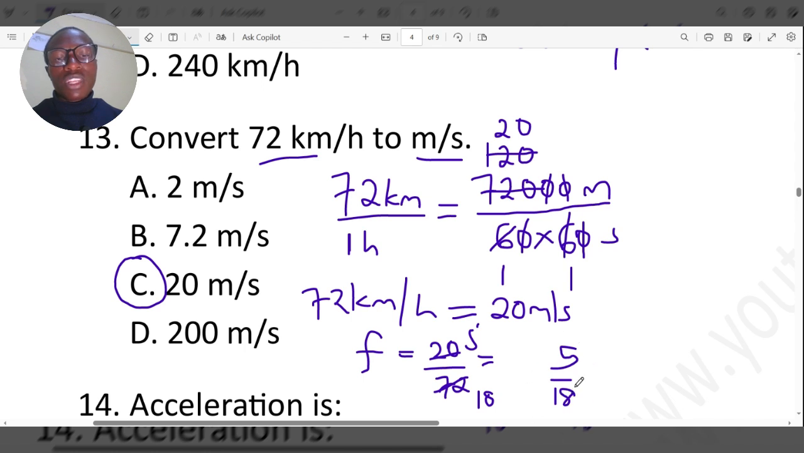And then if I do the reciprocal, I multiply 18 over 5 by the speed in meters per second, I should get kilometers per hour, and vice versa.